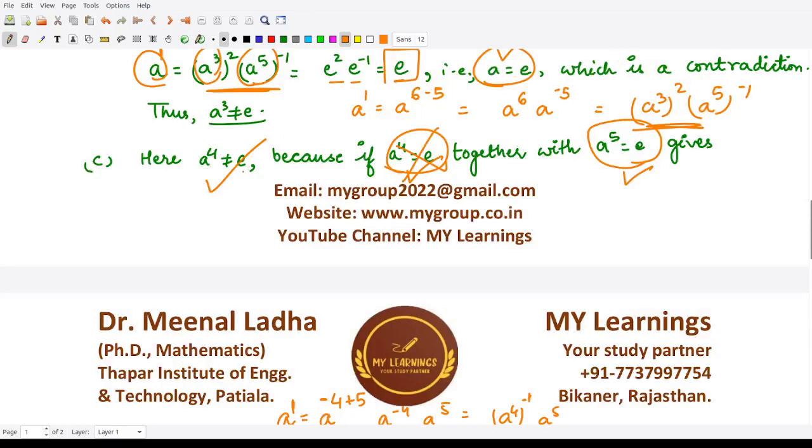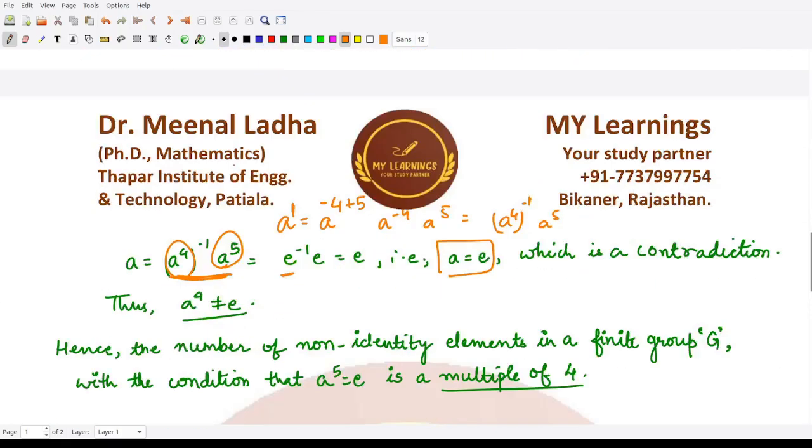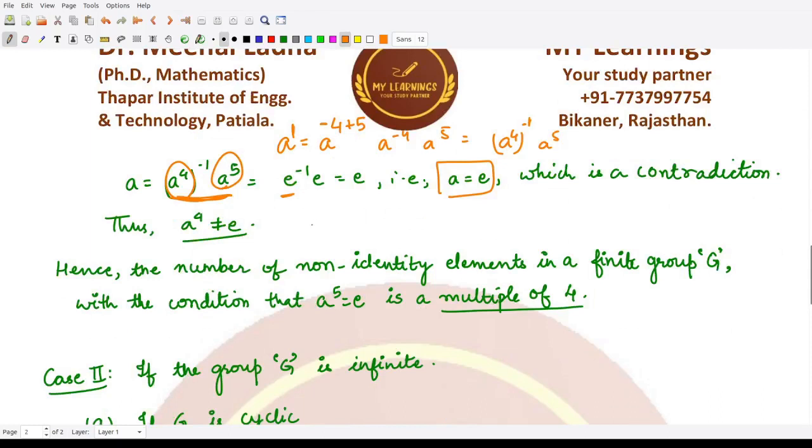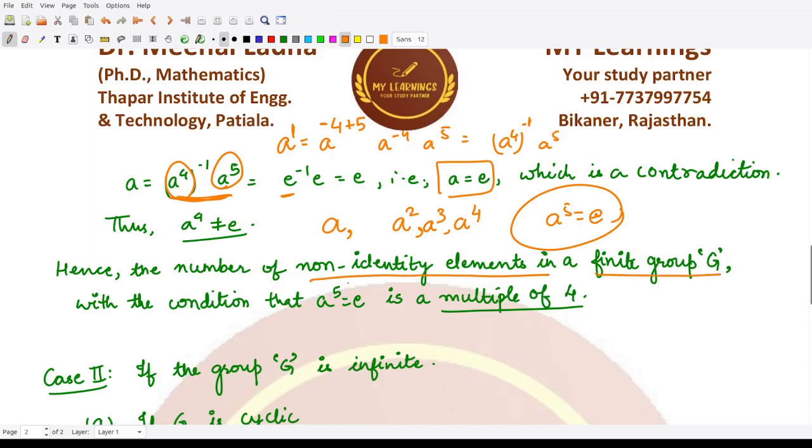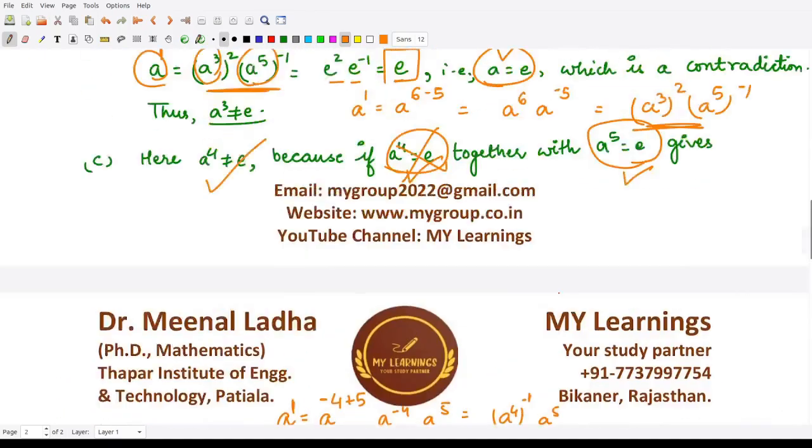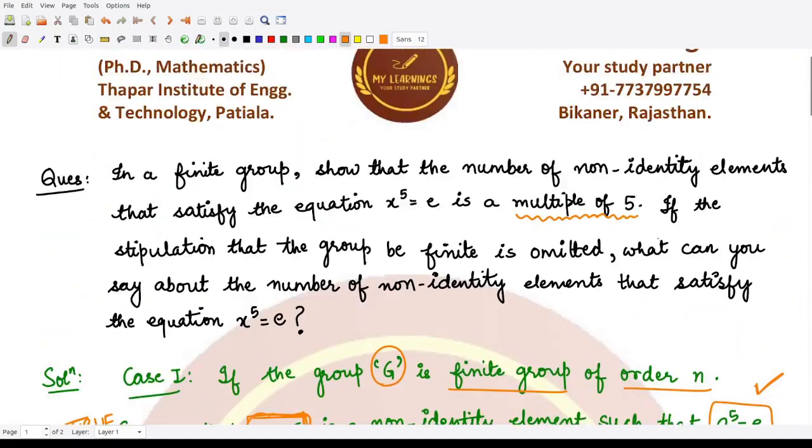Hence we have a raised to power 4 also as not equal to identity. Hence we obtained three numbers apart from this a. We obtained a square, a cube, and a raised to power 4 as non-identity elements which satisfy this condition. If that is so, that means the number of non-identity elements in a finite group G which satisfy this condition is a multiple of 4. So that is why, according to me, in the question here they should have written multiple of 4 instead of this 5, right?